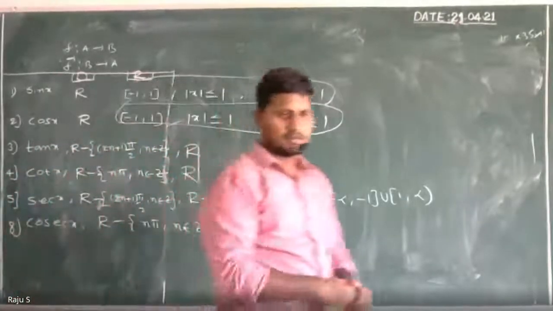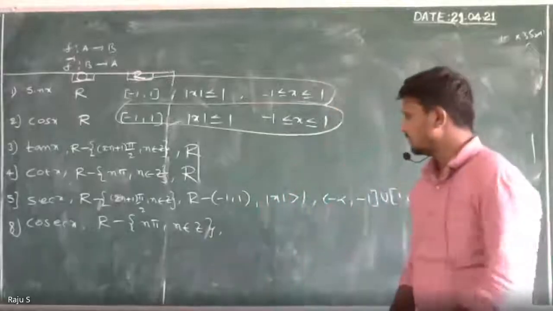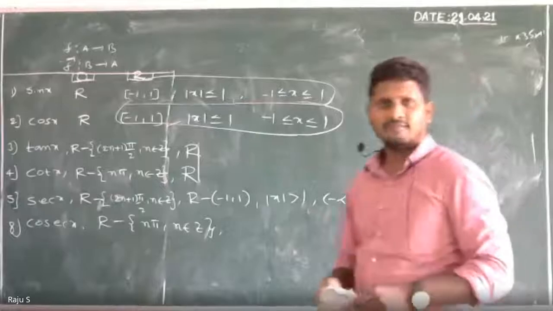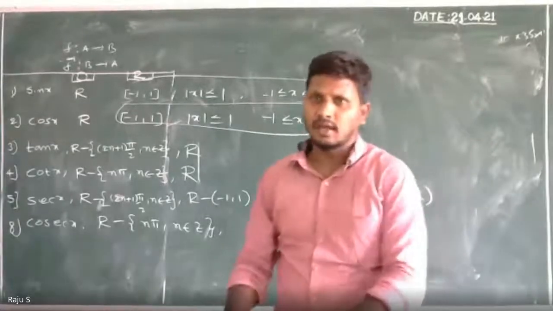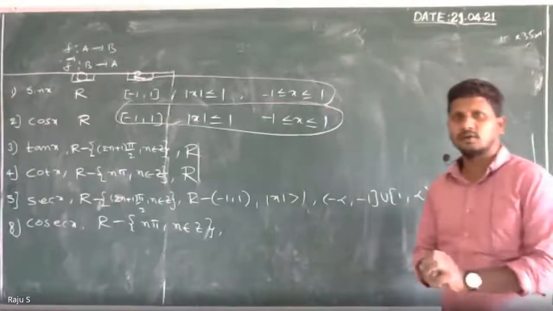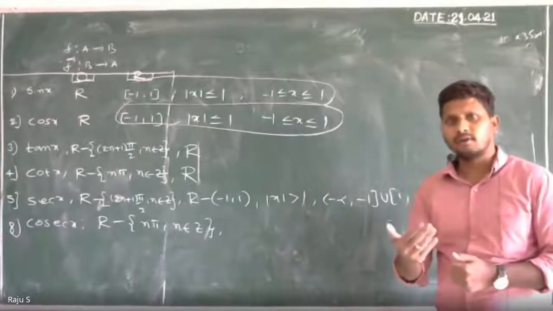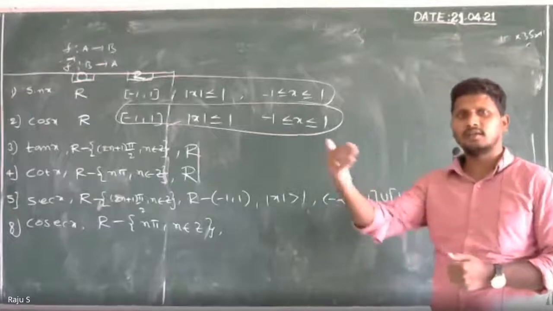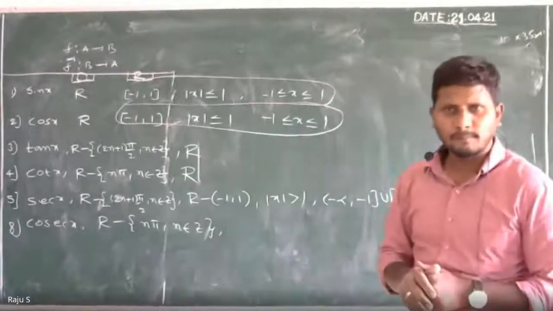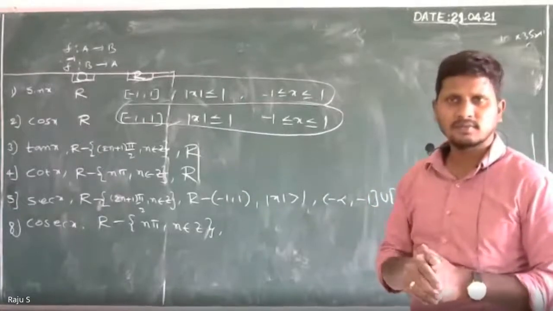Okay, right. So if we draw the graphical representation, I think you already know very well about the graphical representation of sin x, cos x, tan x, secant, cosecant. Yes or no? Whether you know or you don't know the graphical representation.